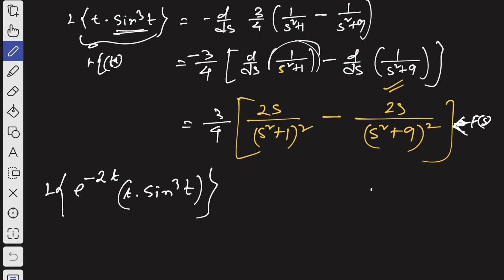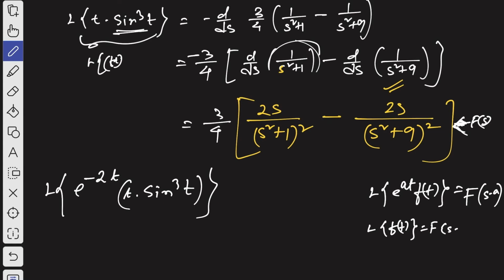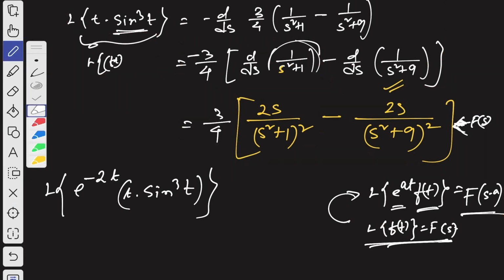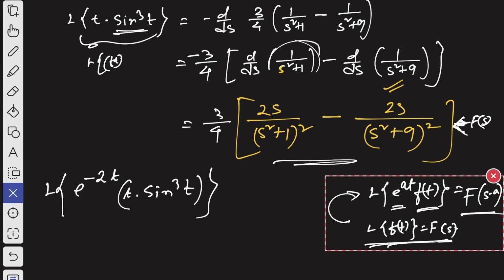Because now we are going to apply this theorem that Laplace transformation of e to the power at f of t is equal to F of s minus a, if Laplace transformation of f of t is capital F of s. If Laplace transformation of f of t is capital F of s, then Laplace transformation of e to the power at dot f of t is capital F of s minus a. So if you apply that, you should consider this one as capital F of s.